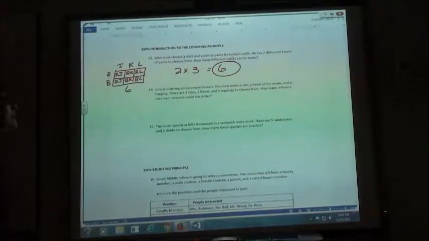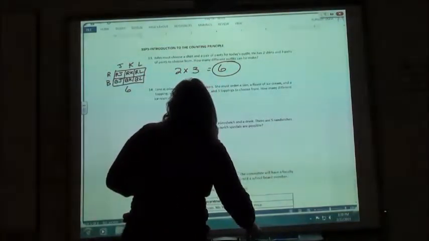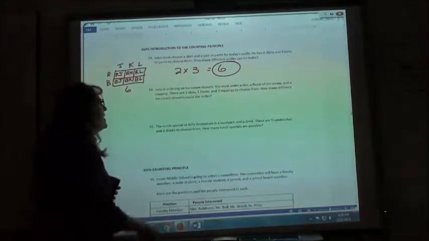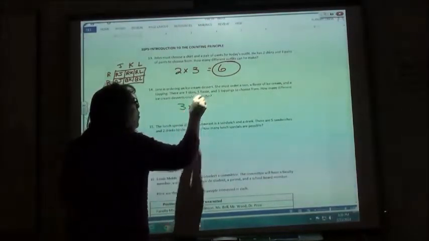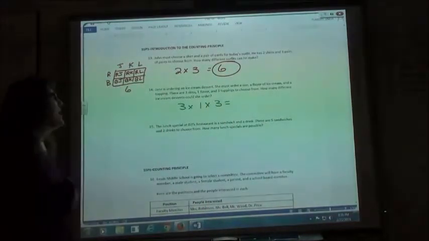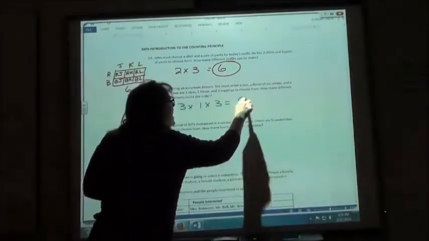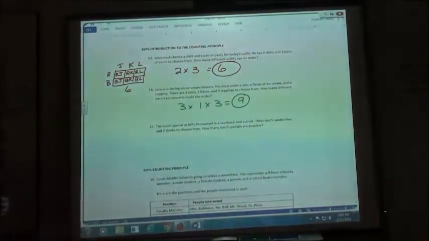Jane is ordering an ice cream dessert. She must order a size, a flavor of ice cream, and a topping. There are 3 sizes, 1 flavor, and 3 toppings. How many different ice cream desserts could she order? Well, 3 times 1 times 3 would be 9 different ways I could make my ice cream dessert.